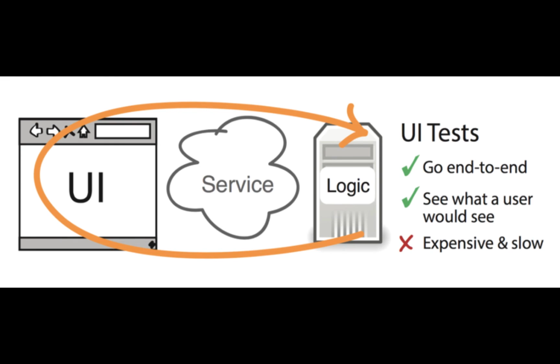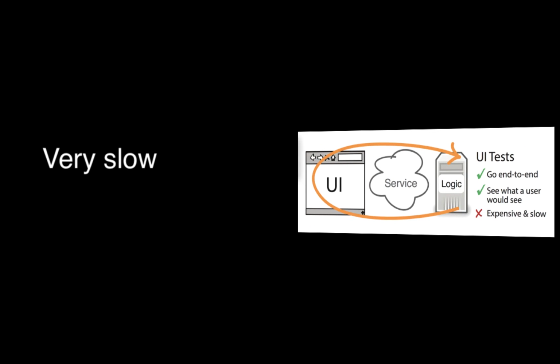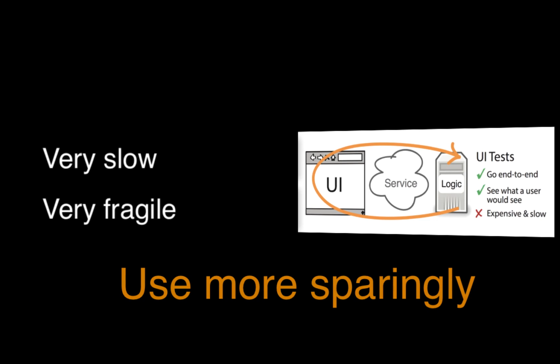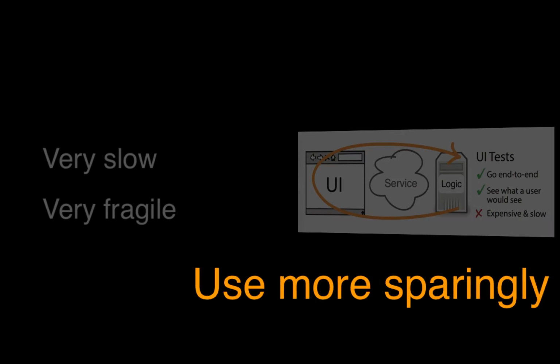UI tests are very slow. It takes orders of magnitude longer to run a UI test than a unit test, which means once we start to collect a lot of these things, our build times start to get long and our ability to iterate quickly really slows down. They also tend to be very fragile. Changing a user interface often breaks the corresponding UI test, so we have to be very careful about how we go about writing these things and try really hard not to make them overly fragile. So because of their speed and fragility, we tend to use UI tests more sparingly and save them for the really important end-to-end style smoke tests.